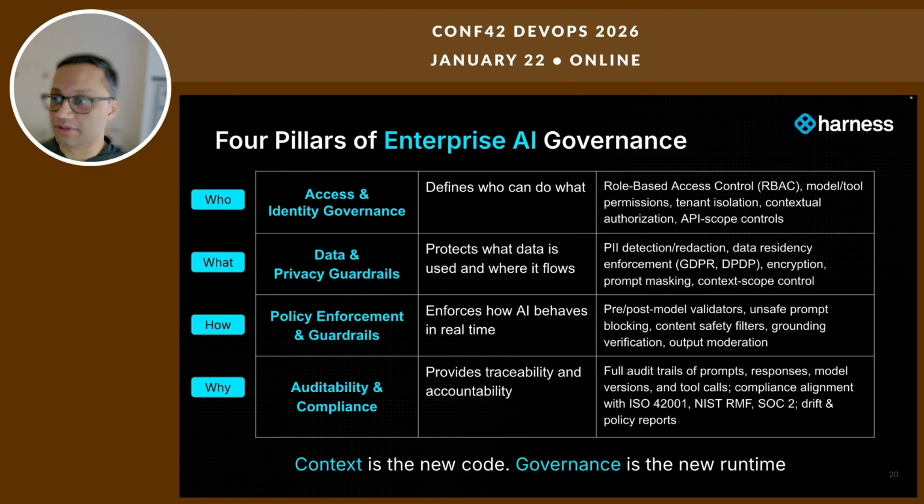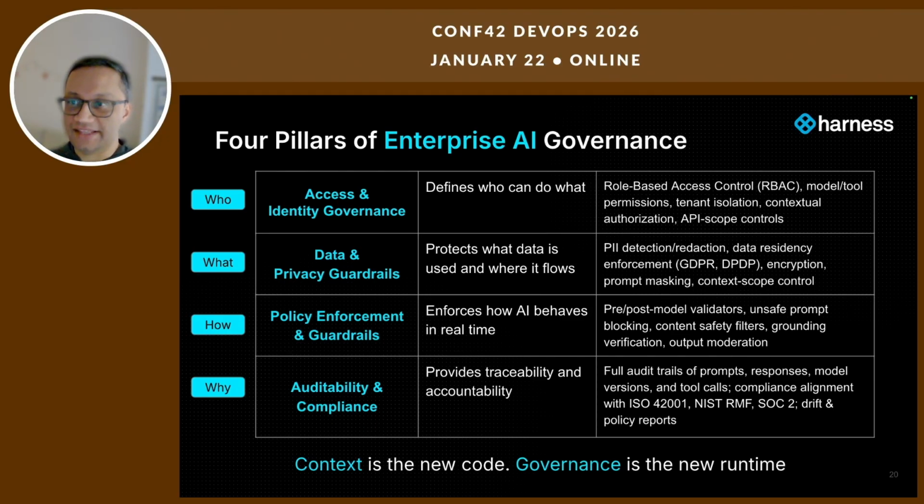This is a great example of data and privacy guardrails. The how focuses on policy enforcement and guardrails. So essentially, how AI behaves, you can set guardrails so that the AI doesn't break those guardrails and operates within a safe environment. And the why is basically auditability.